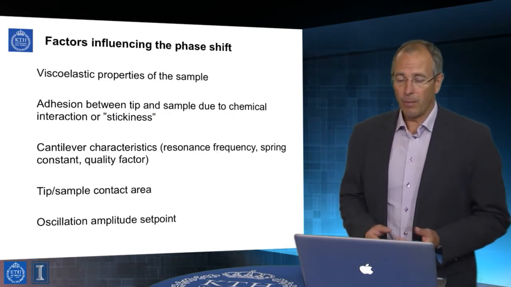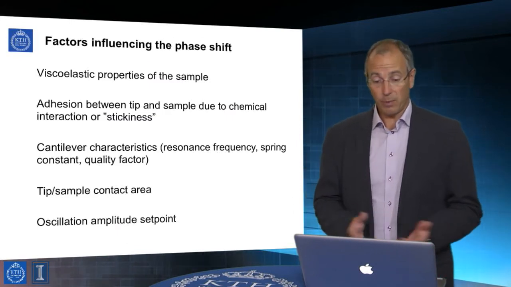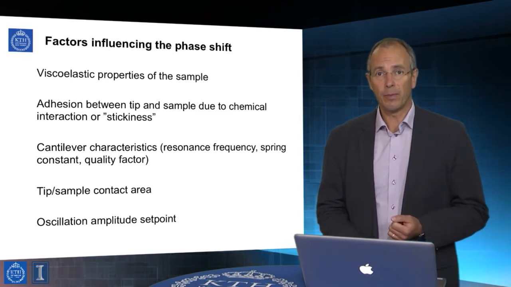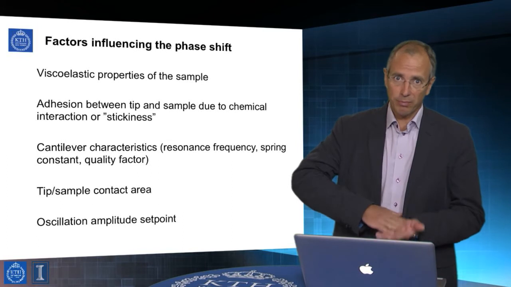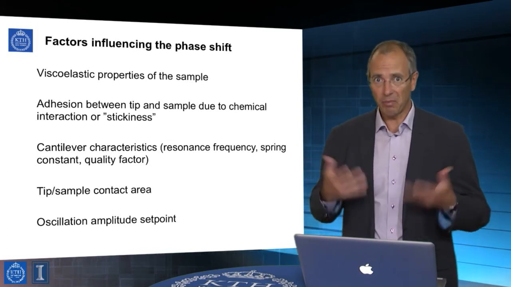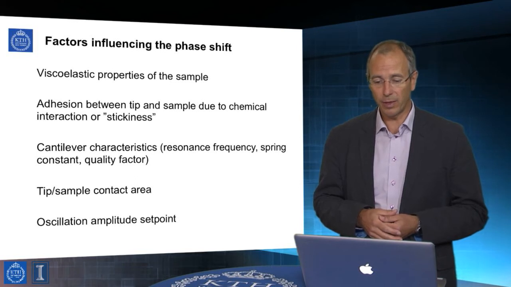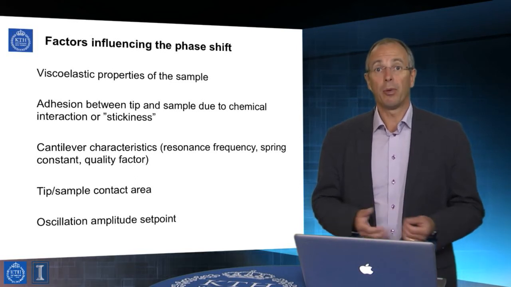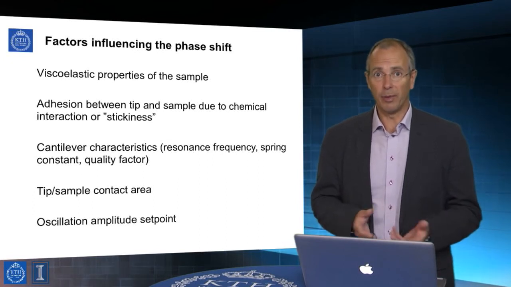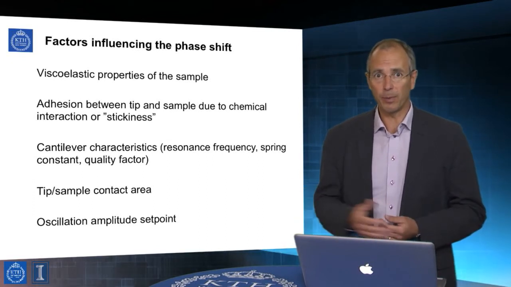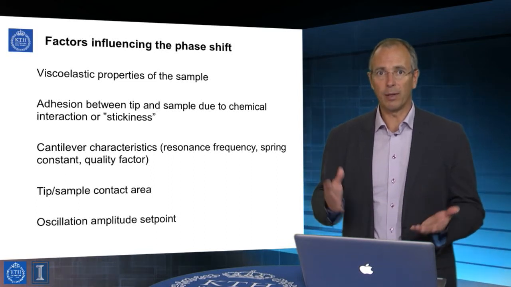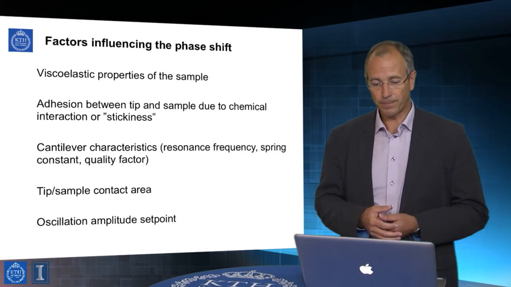So what influences the phase shift? Well, the important properties for us are the viscoelastic properties of the surface. The tip comes down, has to sort of squidge the surface, so its movement is dependent on the viscoelastic properties of the surface moving under it. There may well be adhesion between the tip and the surface. That will depend on the material, the shape of the tip as well. And that will further influence the phase lag between what we measure and what we drive with.